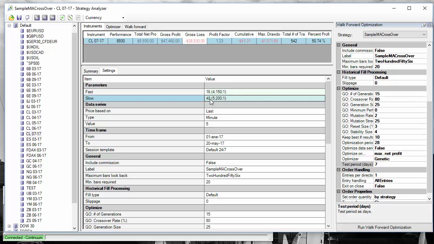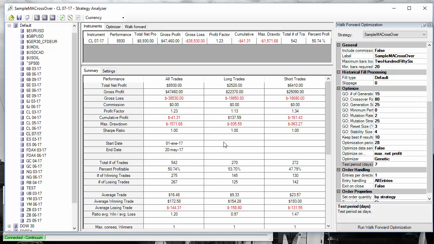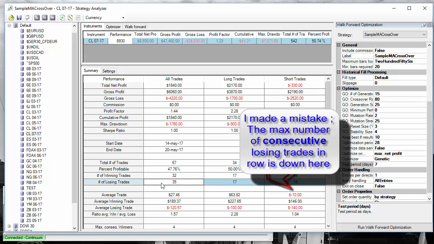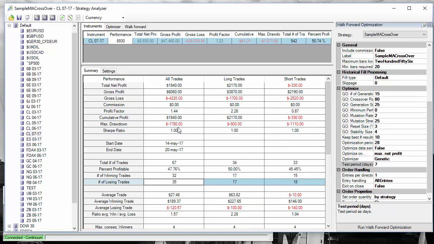Let's say that we use these settings 20, 16 and 48. For example, we can look at the number of consecutive losing trades. Usually a normal strategy has a much lower number here, usually something like 3 or 4, and the drawdown is also much lower on a good strategy. But these are the numbers that we can use on our daily, on our week trades.